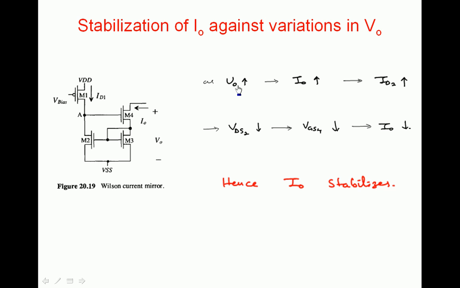So as V0 increases, I0 increases, and ID2 increases because of current mirror action. Whenever ID2 increases, VDS2 decreases because ID1 is constant. Since ID1 is constant, VDS2 decreases. That implies the gate voltage for M4 reduces, which makes I0 reduce. So stabilization in I0 results.